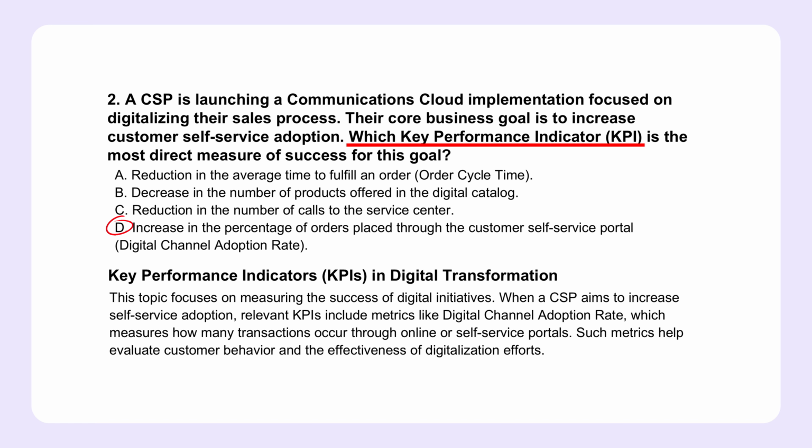Meaning the actual raw percentage increase of orders placed directly through the customer self-service portal, instead of via an agent or in a store. Exactly that. That metric directly reflects the successful intended shift in customer behavior towards those digital channels you've invested so much in. If that rate isn't climbing, your digital transformation is probably failing, regardless of how many call center metrics might look better on the surface. That puts a really fine point on measuring success.